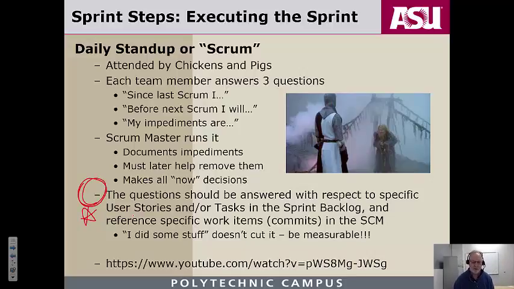When you as a developer, you as a pig, answer the three questions, they should be answered with respect to specific things in your sprint. Meaning they should reference a user story, they should reference a task, they could reference work items or commits in your configuration management tool, which we'll also be doing shortly in this class. But you have to point to something.